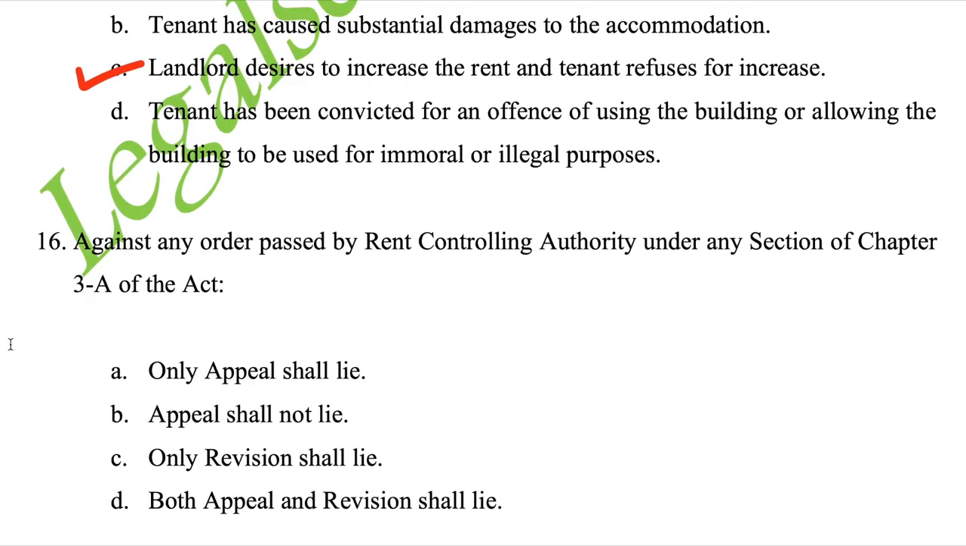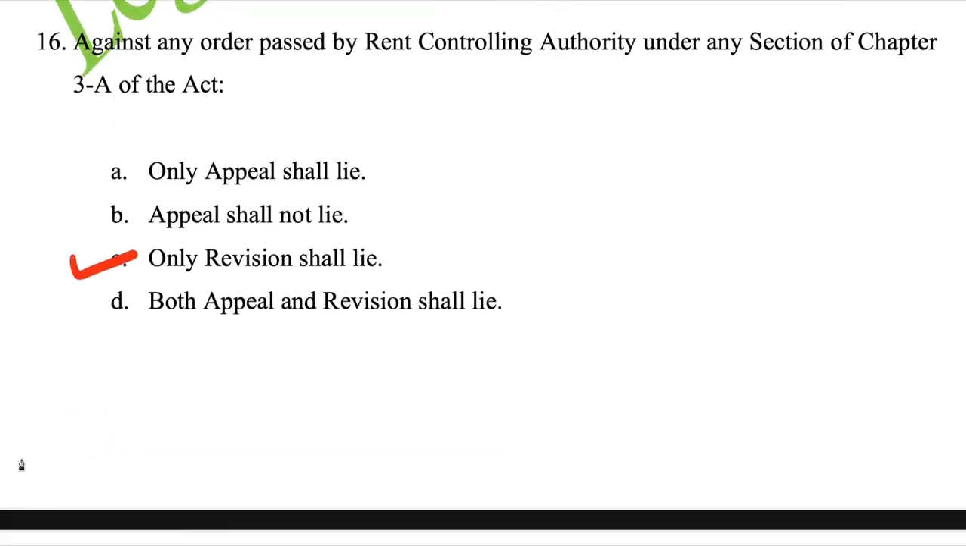Question 16. Against any order passed by rent controlling authority under any section of chapter 3 of the act, A. Only appeal shall lie. B. Appeal shall not lie. C. Only revision shall lie. D. Both appeal and revision shall lie. Write your answer. Correct answer is C. It is given in section 23E.